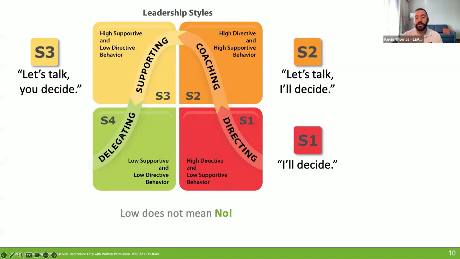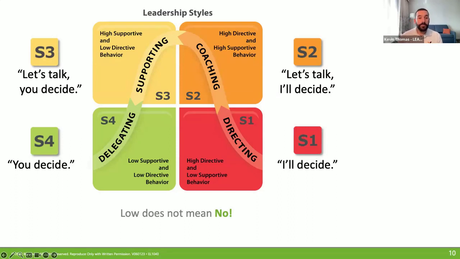S3, how will you take care of the noise in the hall and how can I help? And then S4 is simply, there's noise in the hall. You decide how to take action here. In S1, in style 1, the leader decides what, how, and when.